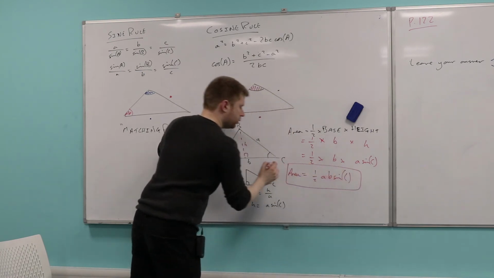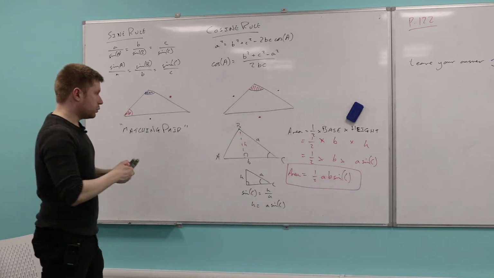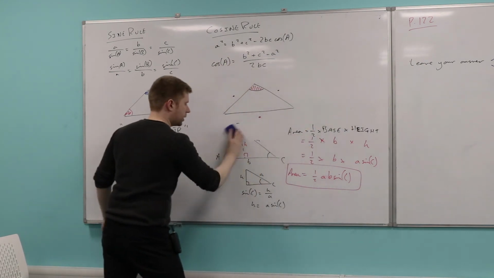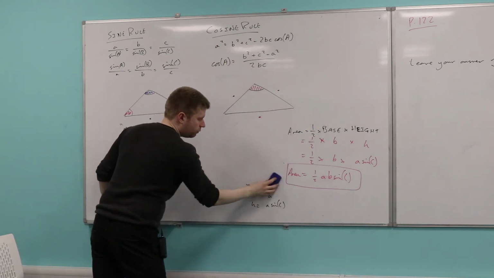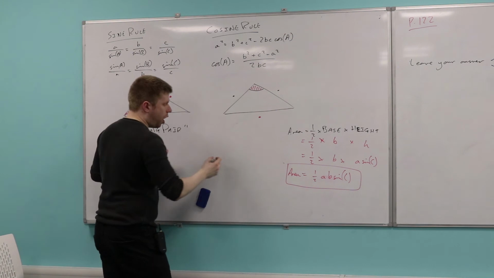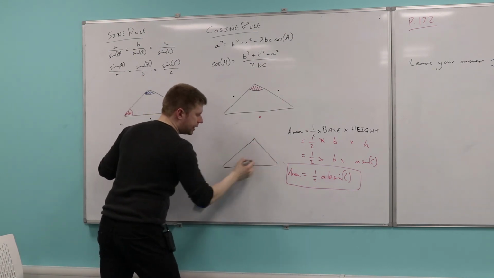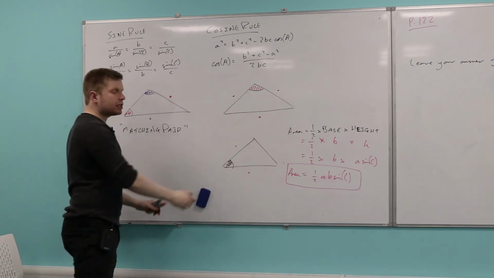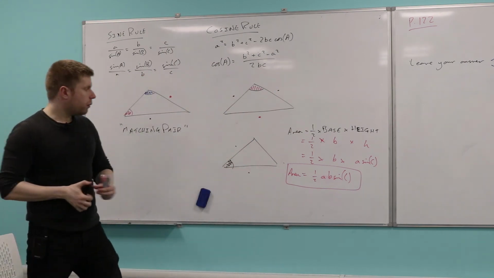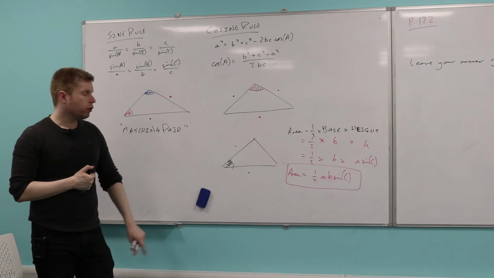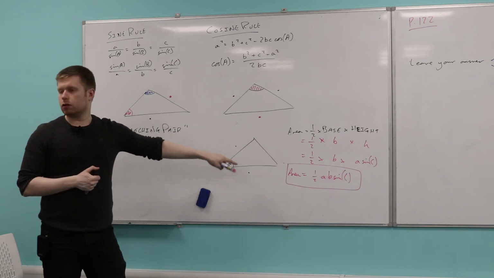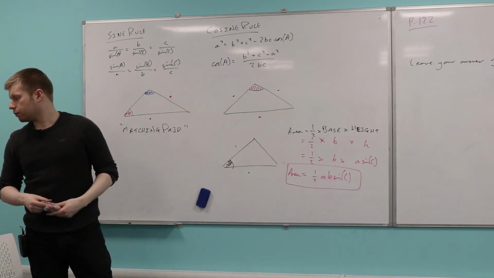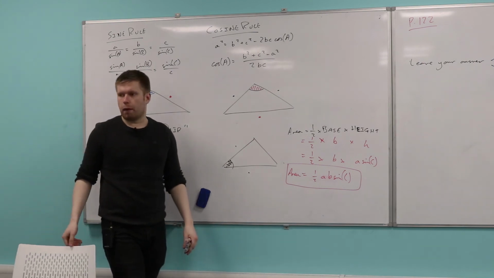So you notice with this one, in order for this one to work, I effectively need an angle, let's say that angle there, and I need the side which is either side of that angle. So if I want to find the area of a non-right angle triangle, I need the angle and I need the two sides which are either side of it. Does that make sense when you use each one?